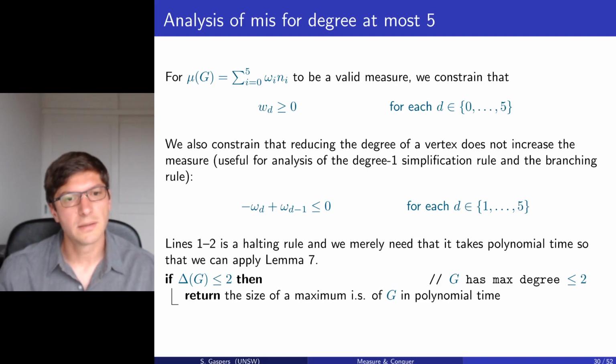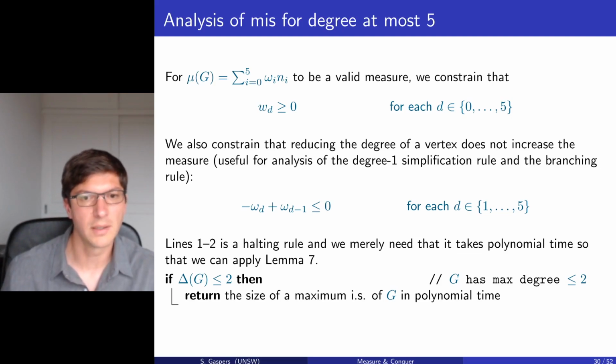Now we get into what our algorithm does. If the maximum degree is at most 2, then it returns the size of the largest independent set in polynomial time. The only thing we need is that this procedure takes polynomial time, and that's done already.